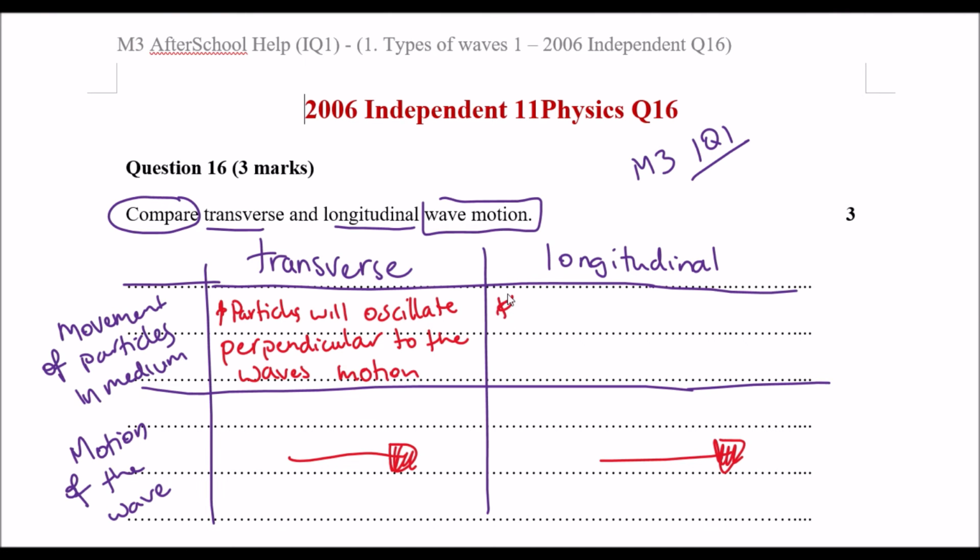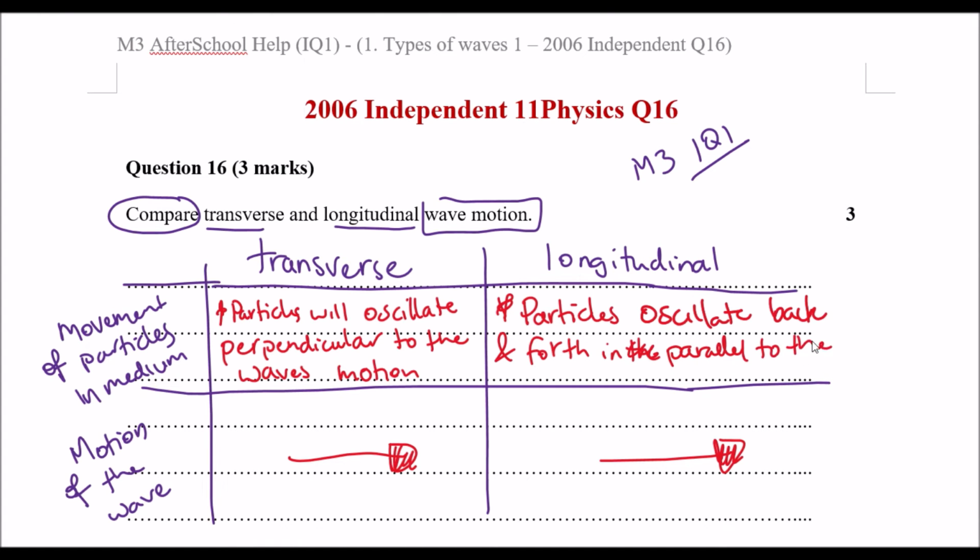Whereas in a longitudinal wave, the particles are going to oscillate backwards and forwards in the direction of the wave's motion. So particles oscillate back and forth in parallel to the wave's motion.